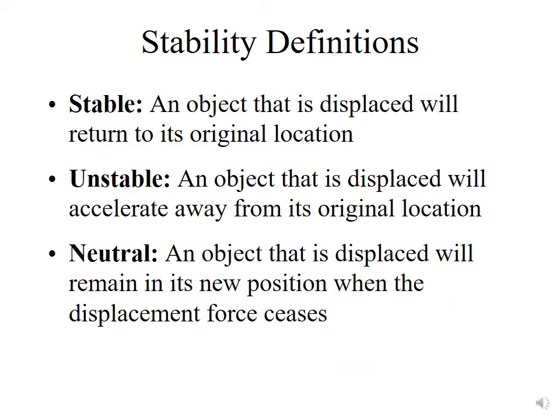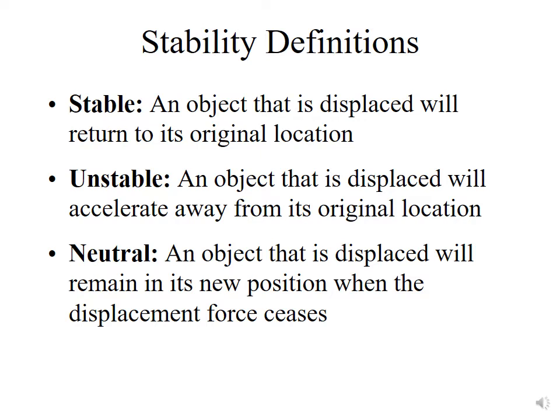We're going to start off with the following 3 stability definitions. We're going to start off with stable, unstable, and neutral. For an object to be stable, if you displace it, it will return to its original location. So you can often think about this as a horizontal displacement or a vertical displacement. The actual direction doesn't matter. It only matters whether or not the object returns to its original location.